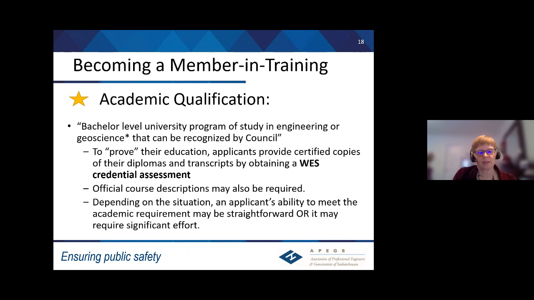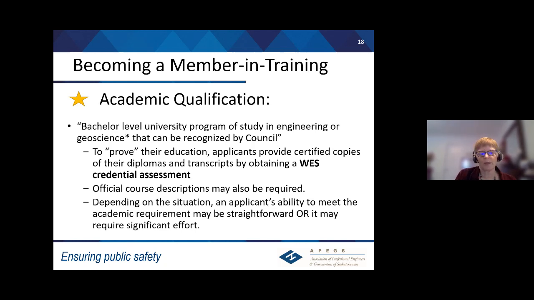This definition of the academic requirement comes directly from the Act, and it's stated as a bachelor level university program of study in engineering or geoscience that can be recognized by council. Recognized by council means that it meets whatever the standard is that is set out at the time. To prove their education, applicants must provide certified copies of their diplomas and transcripts by obtaining a World Education Services credential assessment.